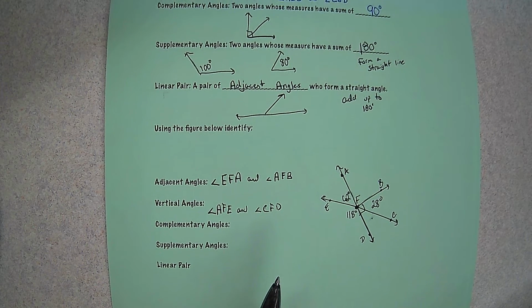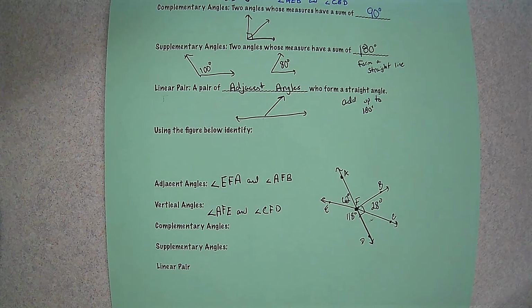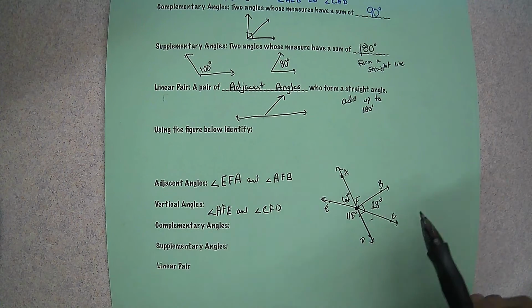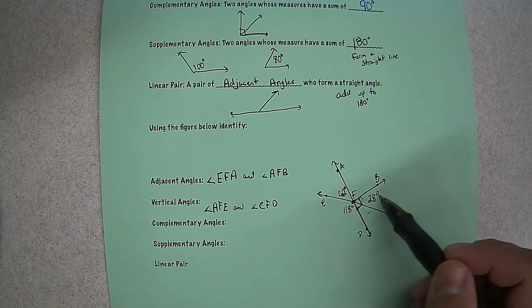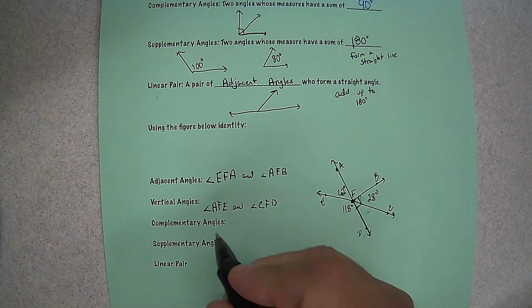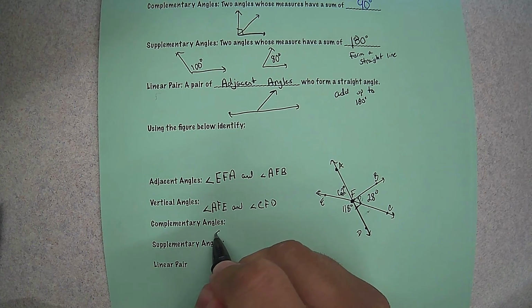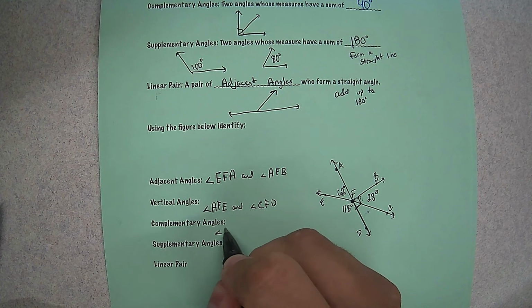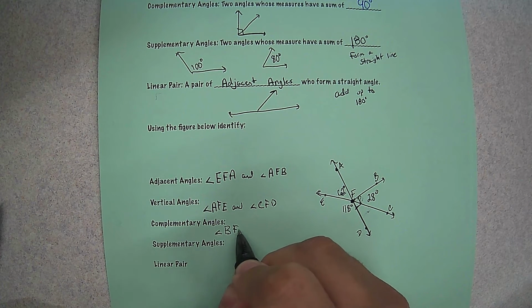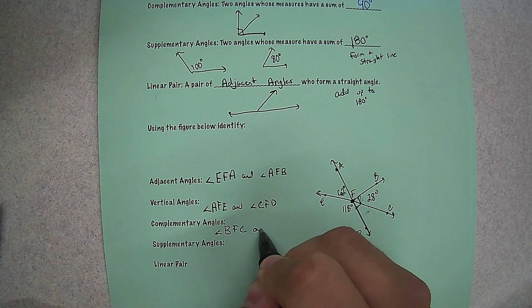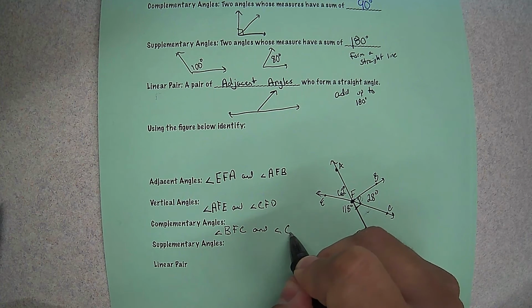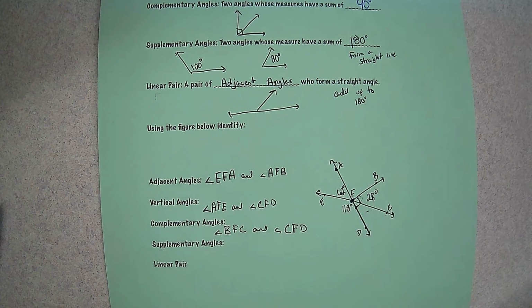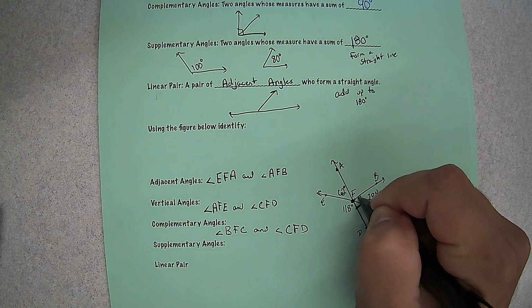Complementary angles, remember those are the ones that add up to 90 degrees. So I see a right angle symbol right here. So that's going to tell me these are my complementary angles. We would have angle BFC and angle CFD. Those are going to add up to 90 degrees because we have this little symbol right here in between them.